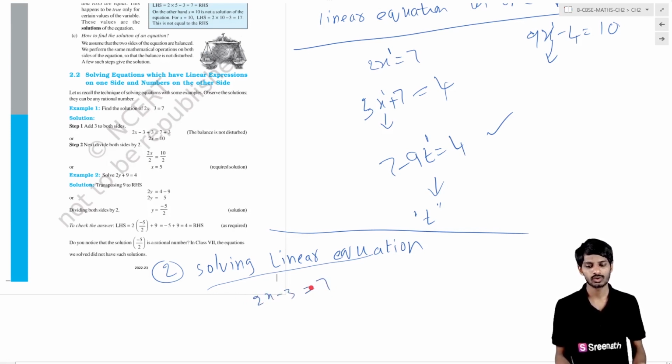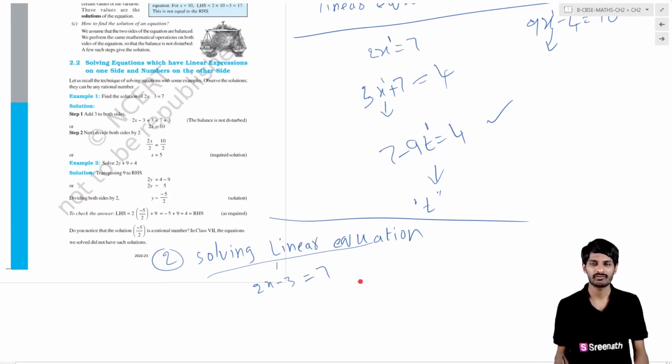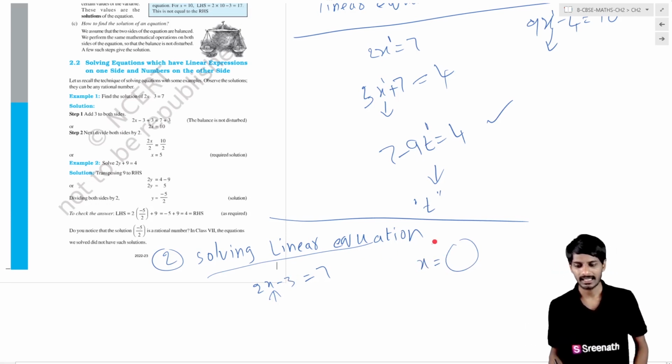So what you have to do, our final aim is to find the value of the variable. So we have to find the value of x. If you want the value of x, then x must be on one side of the equality and all the remaining terms on the other side. In order to find the value of x, that x must be on one side of the equality and all the other values will be on the other side.